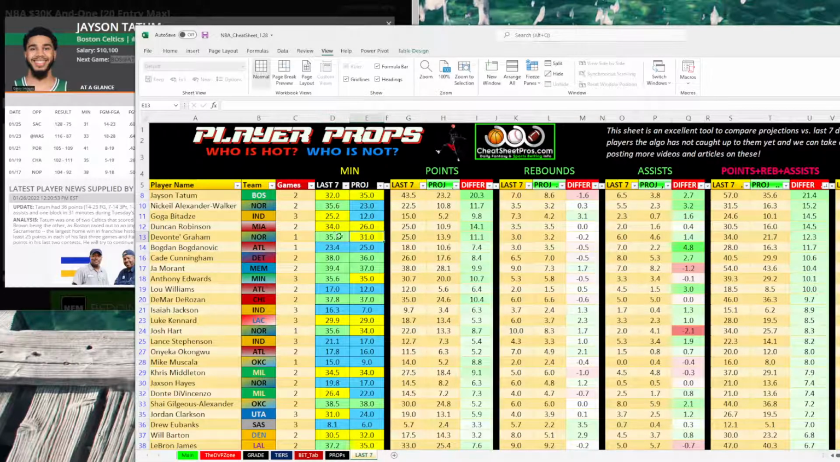Graham, his minutes are about the same, but again, it's one game. They didn't have his prop out. Bogdan, 23, 25 minutes. That's about the same. They didn't have a line on him.